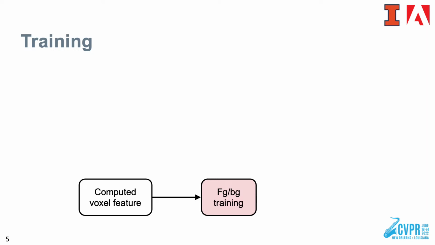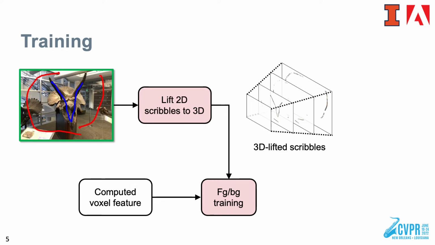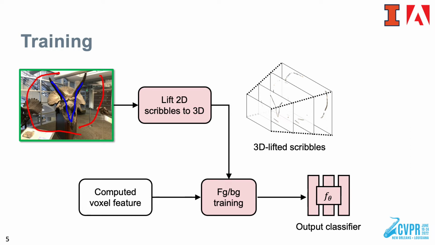After the voxel feature computation, we train an MLP-based classifier network for foreground and background classification, given the user-provided scribbles. For training, we lift the 2D foreground and background scribbles to 3D using the known camera pose, and then train the network using a standard binary cross-entropy loss.